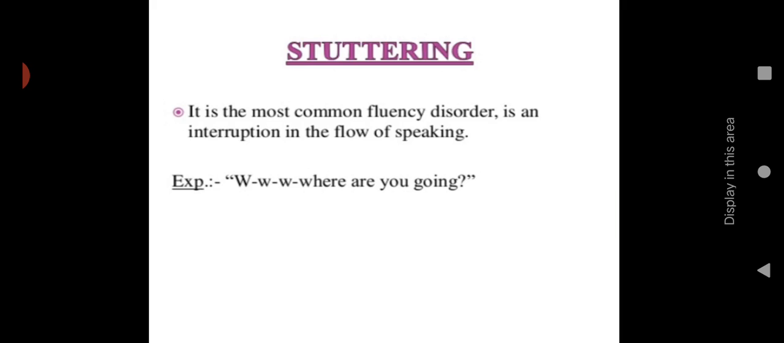If, in between the speech, you are searching for some words, or you are thinking about some pronunciation or words, that particular thing we can call disfluency, where some breakage is occurring. So stuttering or stammering is a fluency disorder where an interruption or a break occurs in the speaking. While you are speaking, in between you are having a break. For example, asking where are you going, where are you going, like that. For constructing the word where, there is some delay or interruption occurring, that is called stuttering.